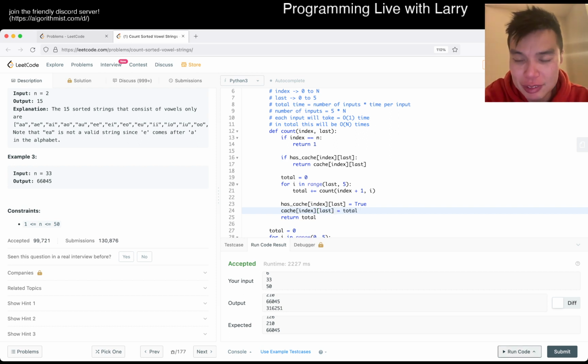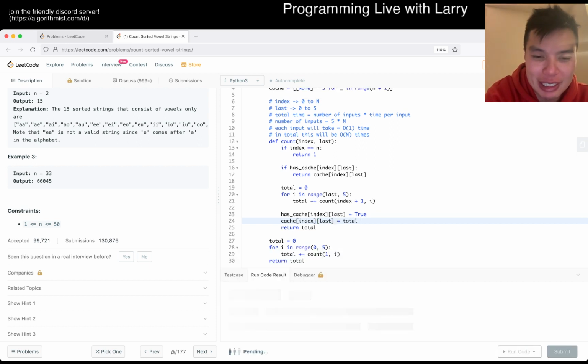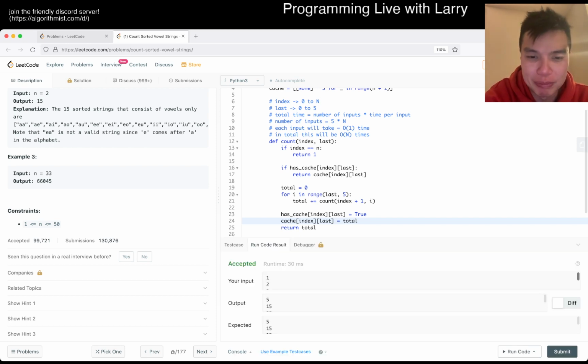Keep in mind that took 2 seconds. Let's see if that went faster. It should be, yeah, 30 milliseconds is going to be fast enough.